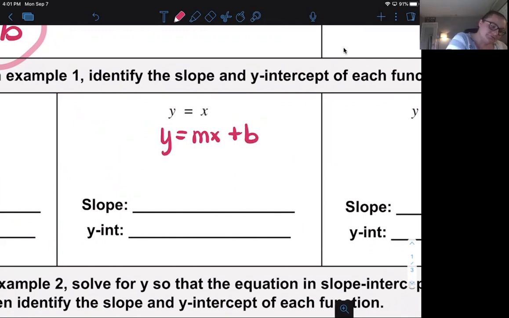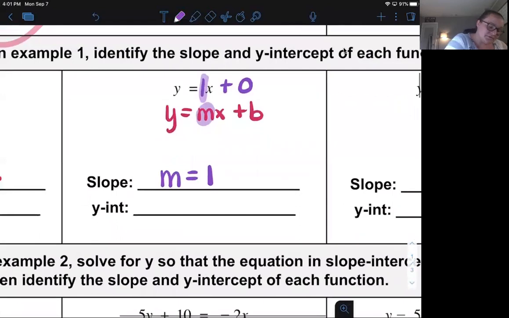What I notice is that y equals x. Well, technically there's a 1 out in front of this x. So that means that my m is 1. My slope is 1. M equals 1. For b, you might say nothing's being added or subtracted. Well, what is nothing? Nothing is technically 0, right? So isn't there technically a plus 0 out here? So our b is actually 0. So my y-intercept is the point (0, b), or in this case, (0, 0).